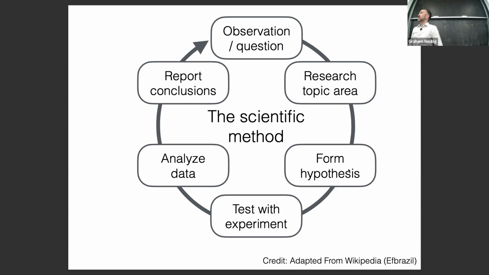So to get started, I want to show an example of the scientific method. I took this directly from Wikipedia, but it's actually pretty nice. It's a pretty nice and concise summary of what we should do when we're coming up with new research projects. And we start with an observation or question. We do research of the topic area. We form a hypothesis. We test it with an experiment, analyze data, and report conclusions.